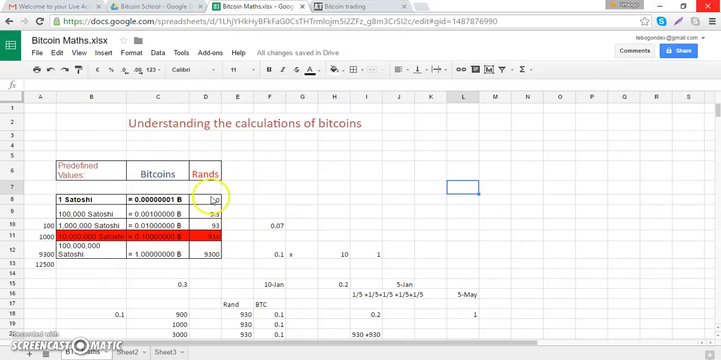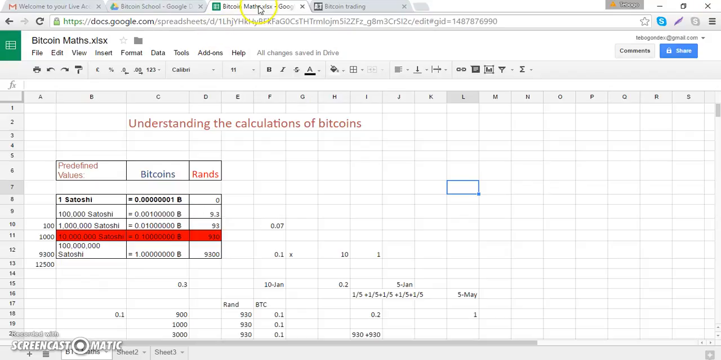And if you look at this table, you had a 9 Rand 30, you had a 93 Rand, and you had a 930 Rand, and then you've got your 9,300. So basically your 150 should be somewhere around this place. So that gives you an indication that you will probably buy a 0.01 something.